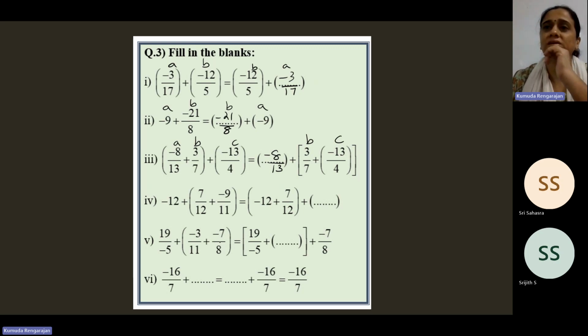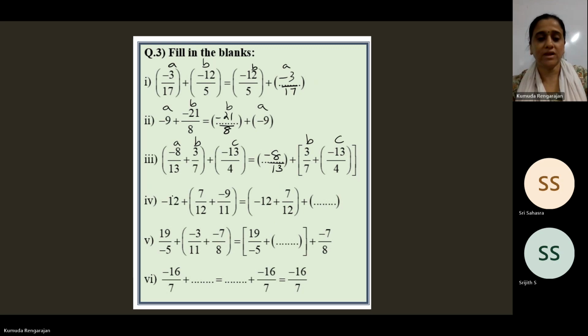Yeah. So what's the property? Addition of rational numbers. Associative property of addition of rational numbers. Yeah, next one. This is A, this is B, this is C. What is this one? A, this one. So what should come here? Minus 9 by 11. Very good. Associative property of addition of rational numbers.